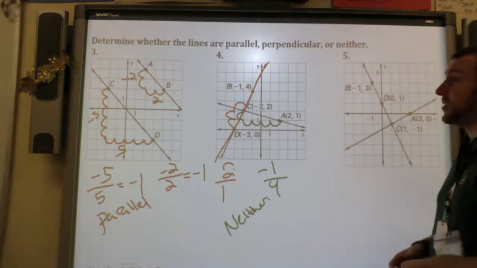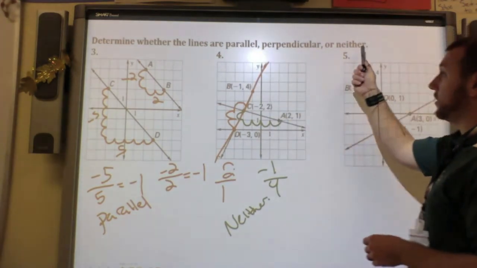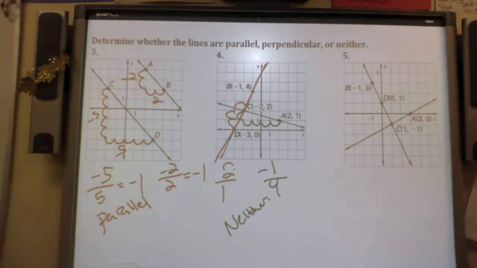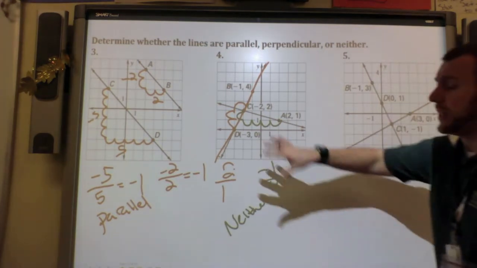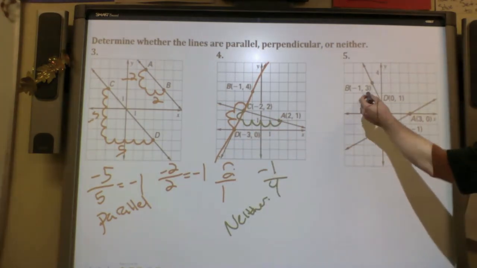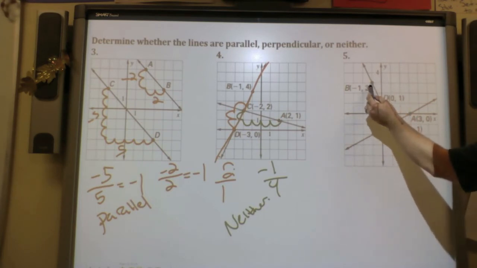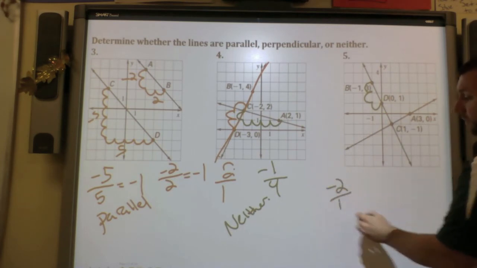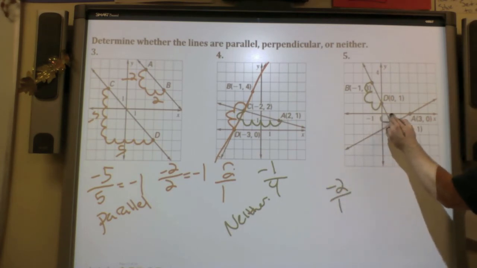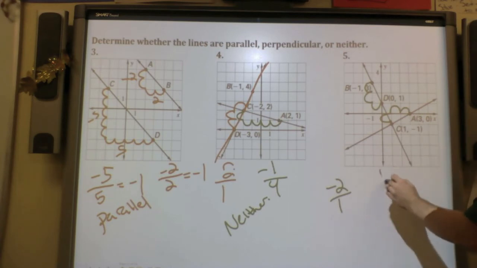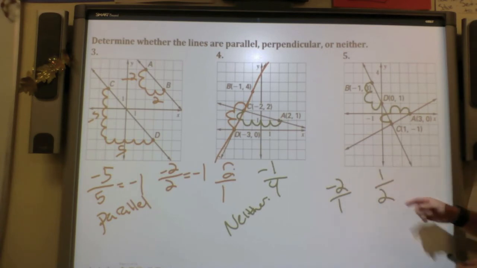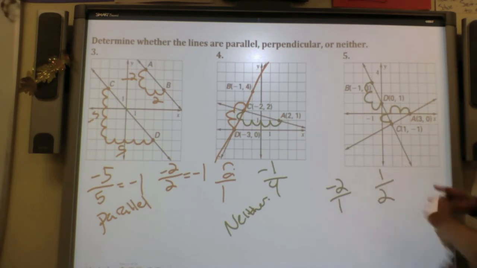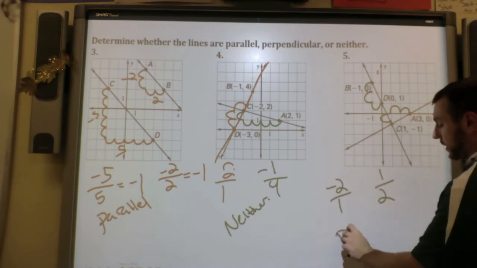Okay, so it asks you, are they parallel, perpendicular, or neither? Sometimes they don't come out as parallel or perpendicular. Here I'm going to do the same thing, find the two slopes, and I choose any 2 points on this line. 1, 2 over 1, so that's negative 2 over 1. This one is 1 over 2. These are opposites, and they're reciprocals of each other, flipping them. So this is perpendicular.